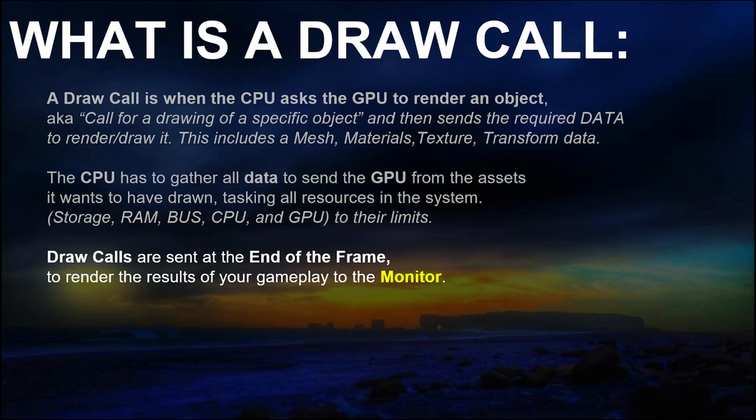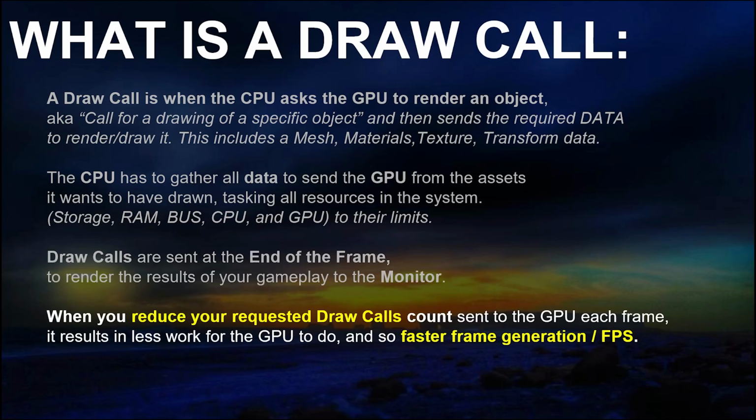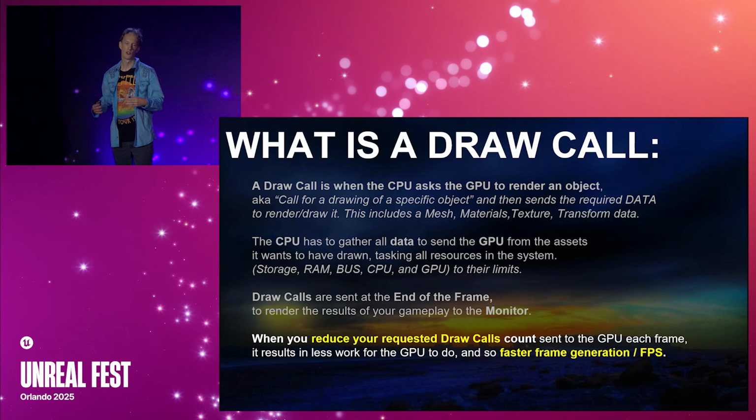And the draw calls are sent at the end of the frame. So you have to do all your work on the client side before you can tell the GPU to do all the drawing work. They're serialized like that. When you reduce your draw call requests, there's less work to be done on the GPU each frame, and it results in faster frame generation, which is more frames per second.